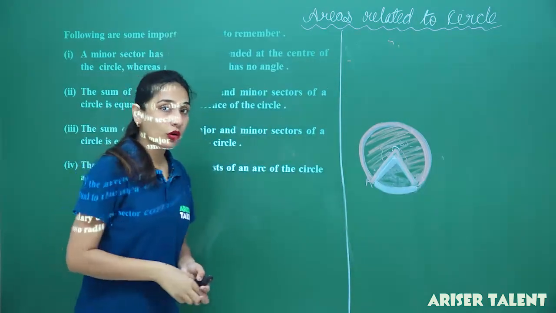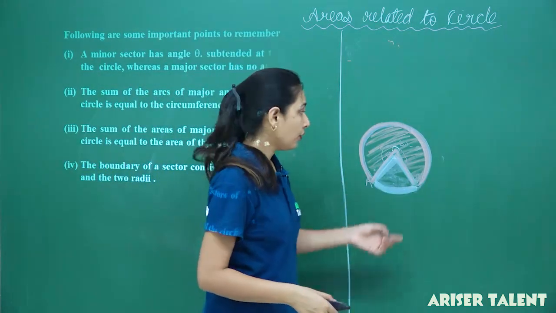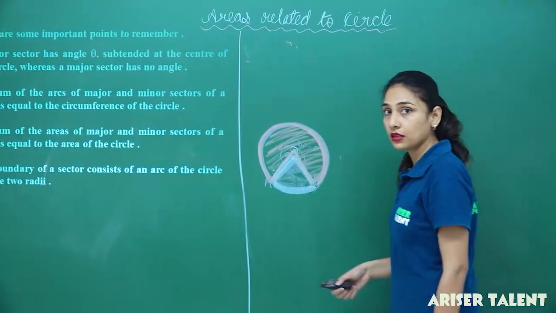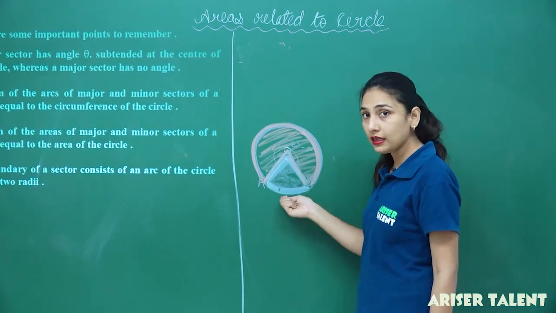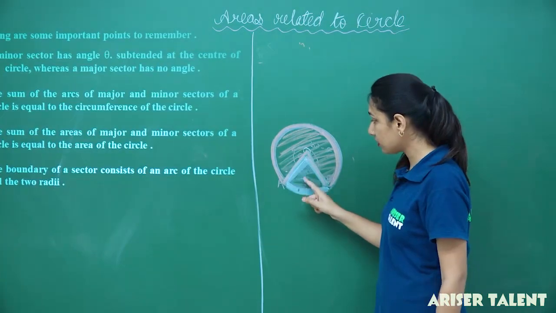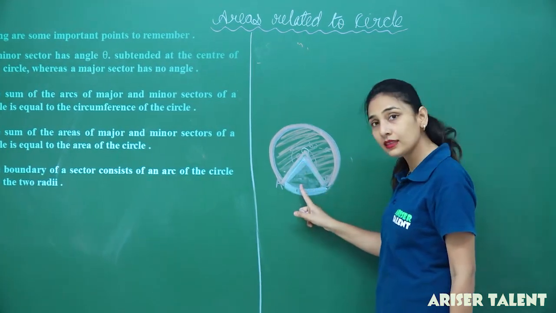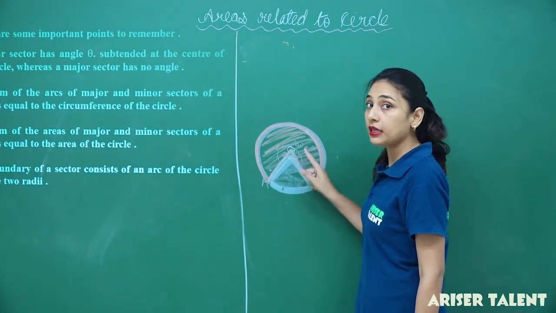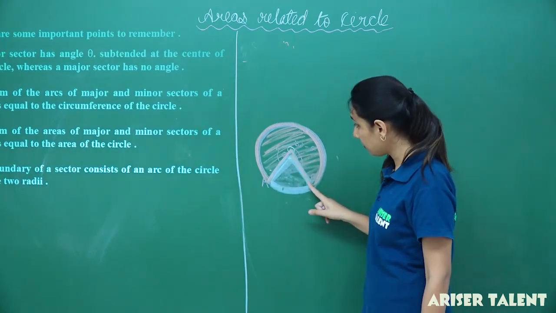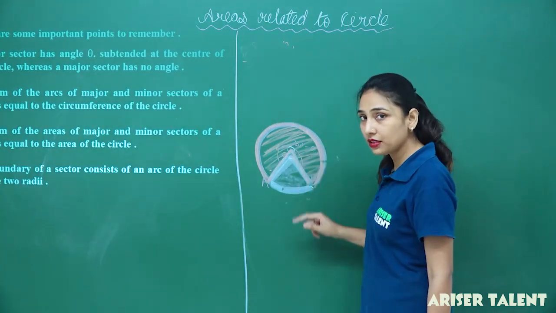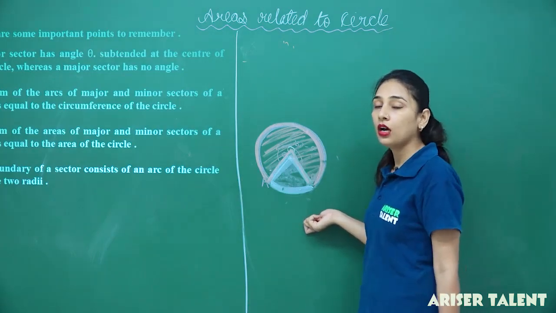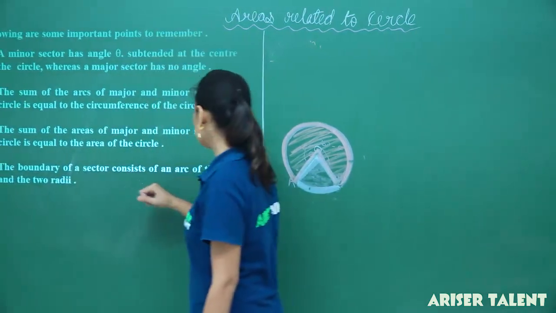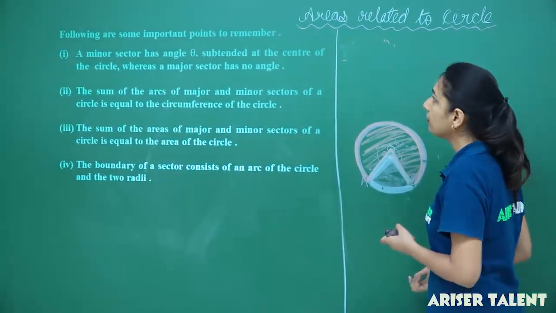So the perimeter will be what? For the minor, these two radii plus this arc. For the major, these two radii plus this arc. The perimeter of the minor sector is two radii plus the arc length, and in the major case also two radii plus the arc length. The arc length will definitely differ in minor and major, the minor one being much smaller. We have covered that point, the boundary of a sector consisting of an arc of the circle.